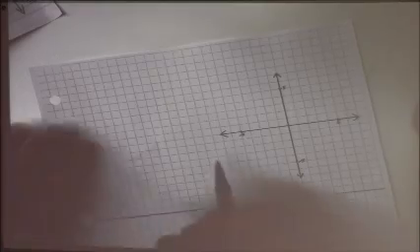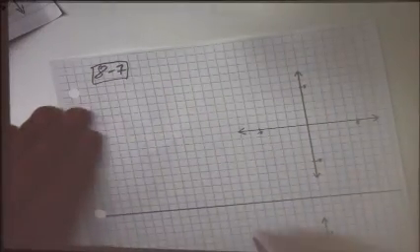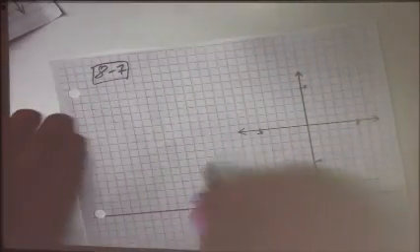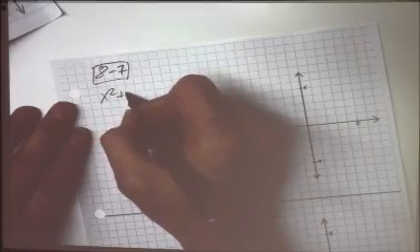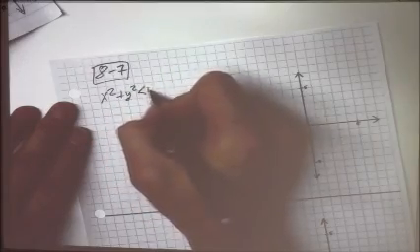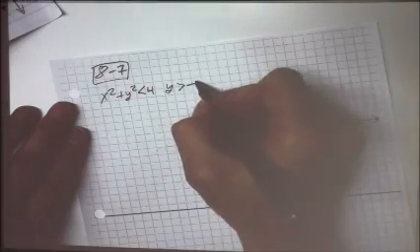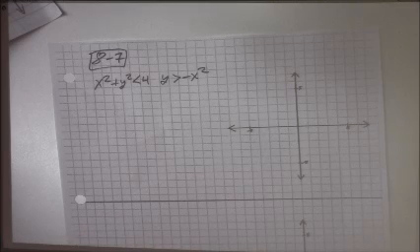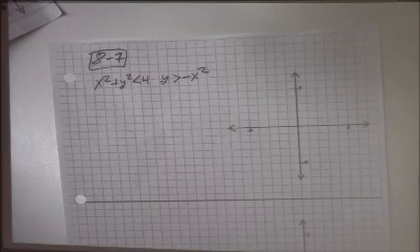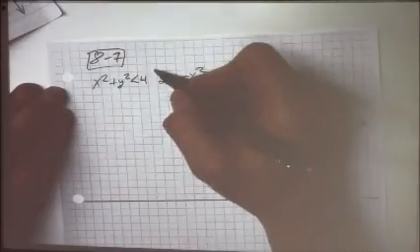So on the top one, this is still part of 8.7, still in section 8.7, and I'm going to give you 2 of these. We're going to do x squared plus y squared less than 4, and y is greater than negative x squared. So here, we're going to graph these.